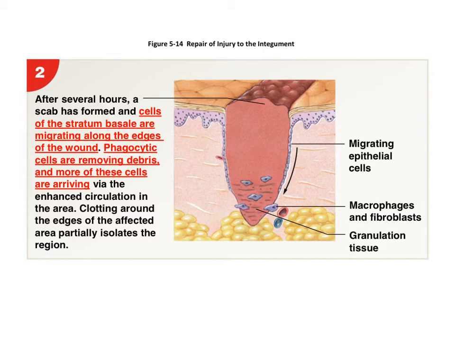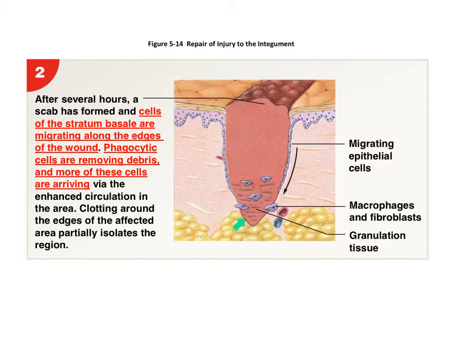One of the earlier parts of the repair process is that you have epithelial cells migrating along the edges of the wound. So in the skin, these are cells of the stratum basale, the actively dividing cells. They increase their division rate and push cells out along the edge of the wound. Phagocytic cells that are being brought in by that increased blood flow and increased blood vessel permeability move into the blood clot, and they start getting rid of cell debris and damaged tissues.